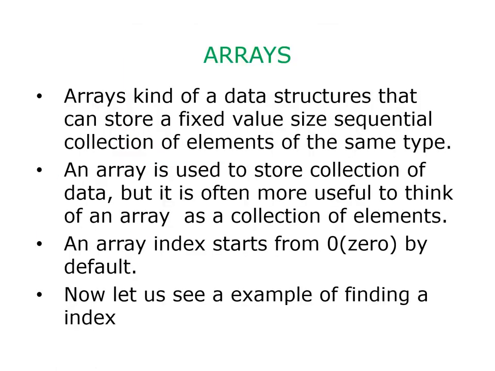An array is a kind of data structure that can store a fixed-size sequential collection of elements of the same type. It means the array can store only similar data types, like only int, float, char. It can't store different data types. An array is used to store a collection of data, but it is often more useful to think of an array as a collection of elements.